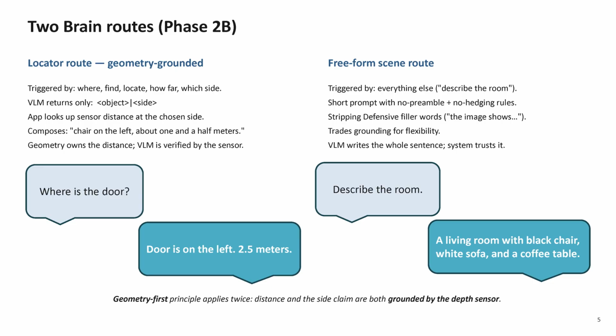If it's anything else, such as describe the room or what's in front of me, the freeform mode will kick in and the model writes the whole sentence. But I still need to do some prompt engineering to make sure the answer is free from defensive filler words like "the image shows." Here's the key idea. In the locator mode, the language model detects the object and picks the side, but the depth sensor confirms the distance at that side. So even when the model is doing the talking, the actual metric you hear is from the real measurement from the depth sensor. It reinforces the geometry-first design principle.